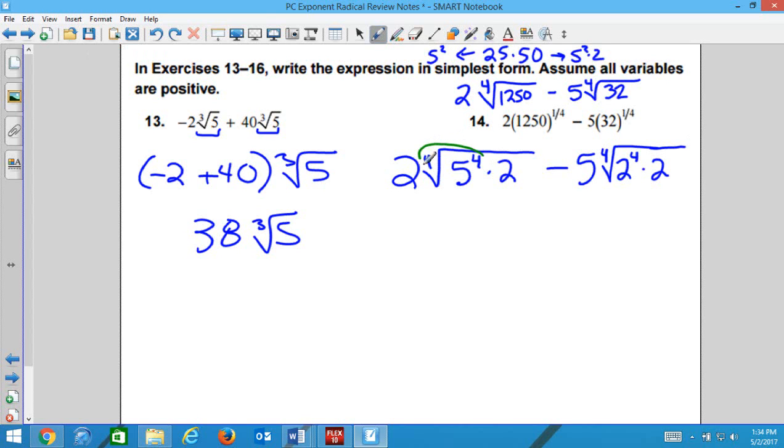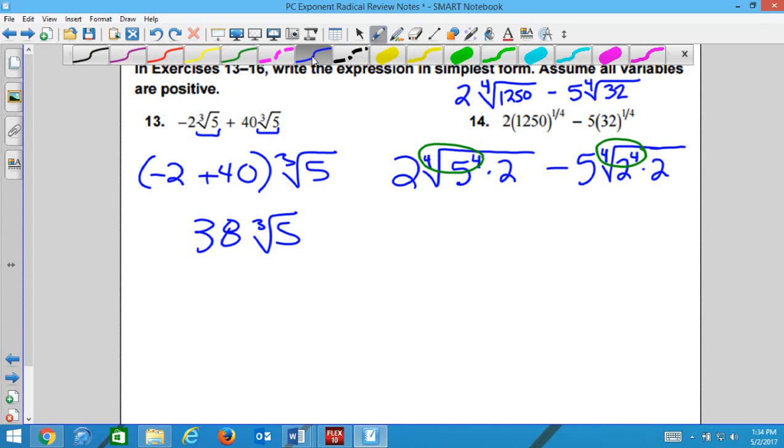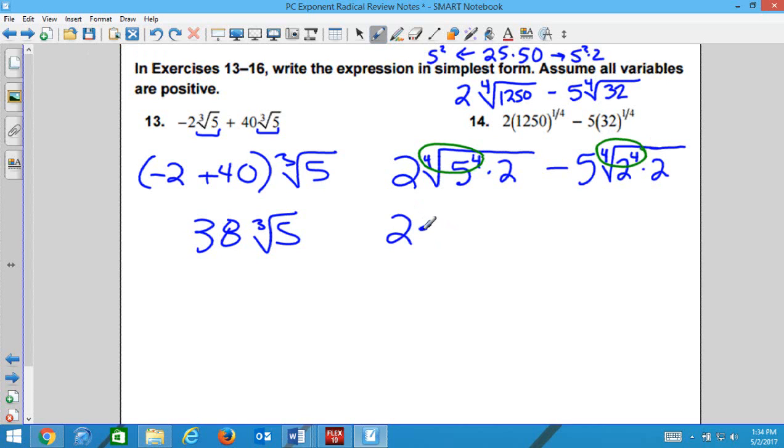So my next step is I'm going to take the 4th root of 5 to the 4th. I'm also taking the 4th root of 2, but I can't. Over here, I'm taking the 4th root of 2 to the 4th. But I'm also taking the 4th root of 2, but I can't. So we've got 2 multiplied by the 4th root of 5 to the 4th, which is 5, multiplied by the 4th root of 2, because I can't do anything with that. Over on the other side, I've got 5, and then the 4th root of 2 to the 4th is 2. And then we still have a 4th root of 2. So we're simplifying that down.